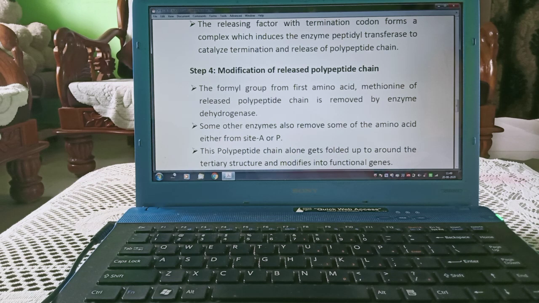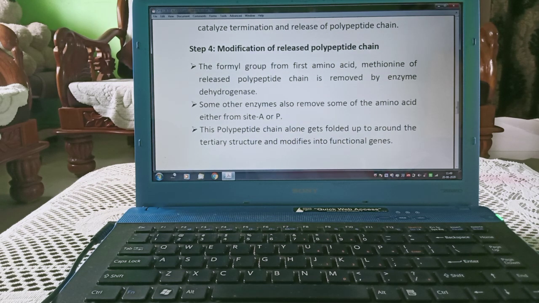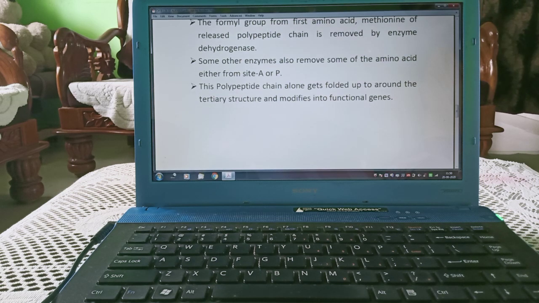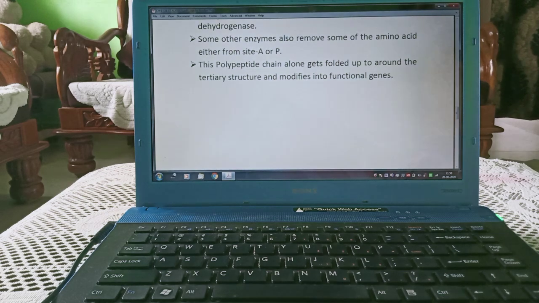Next step, modification of the released polypeptide chain. The formyl group from the first amino acid methionine is released, which is removed by the enzyme deformylase. Some other amino acids are also removed from either the A site or P site. This polypeptide chain then gets folded up into the tertiary structure and modifies into a functional protein.